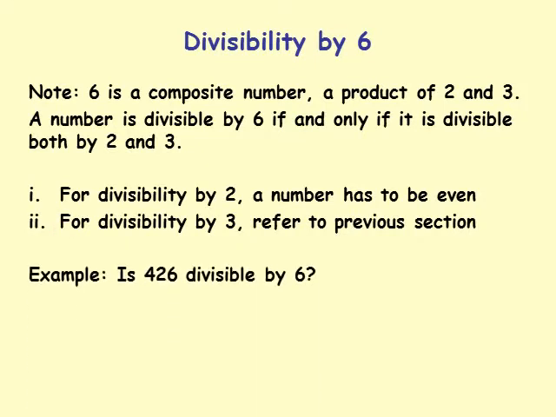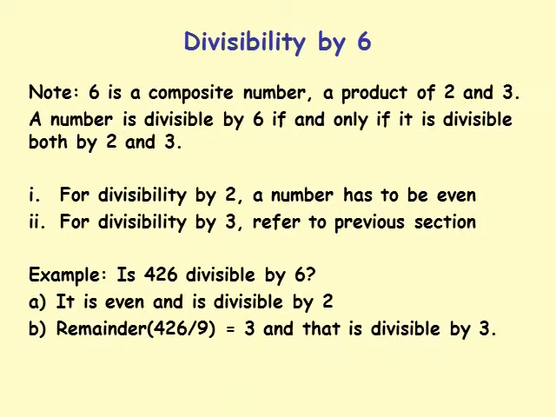Okay, let's continue here. So let's take an example. 426, is that divisible by 6? Okay, the two tests we need to do, since 6 is a composite number: is it even? It is even. It's divisible by 2, so the first test is passed. This test here for divisibility by 2 passes. Let's continue and see about divisibility by 3.